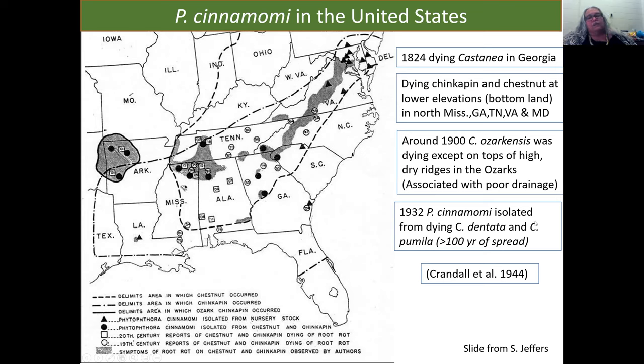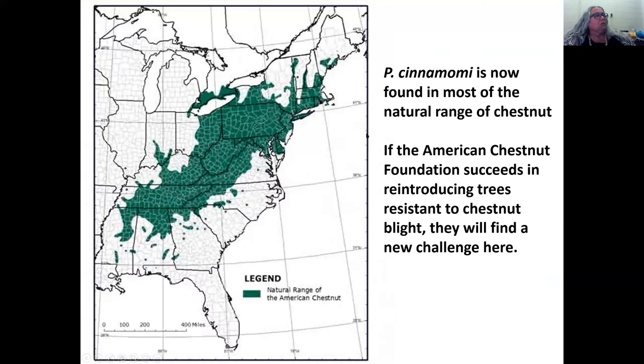The news of this, I think, got a little bit muted because at the same time, starting in about 1910, chestnuts began to be exterminated by chestnut blight, which you have heard of. Phytophthora cinnamomi wasn't a problem anymore because the chestnuts were killed by something else. And in the 100 years since, Phytophthora cinnamomi has spread throughout the natural range of chestnut.